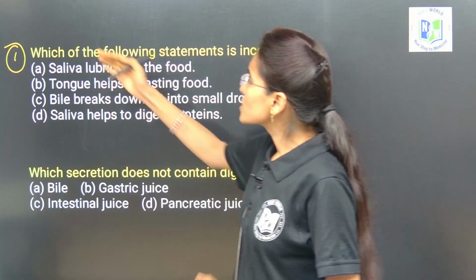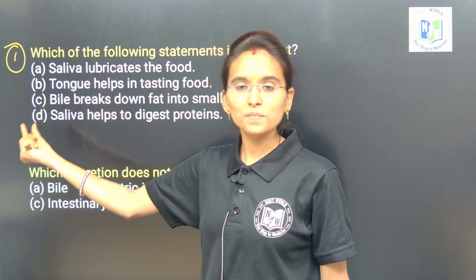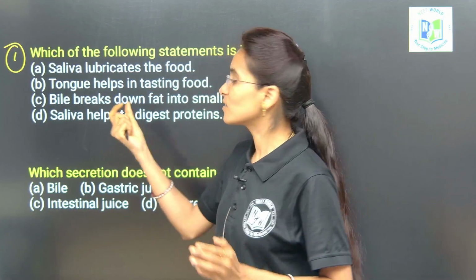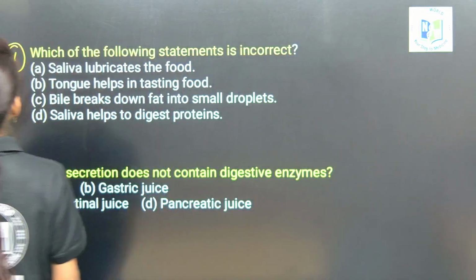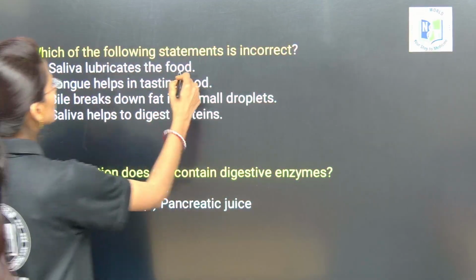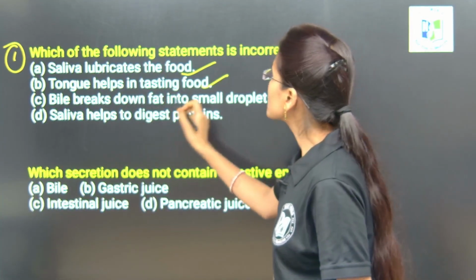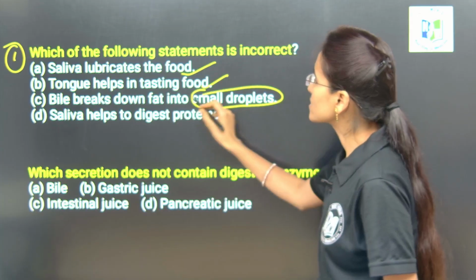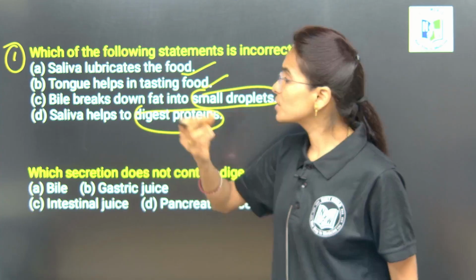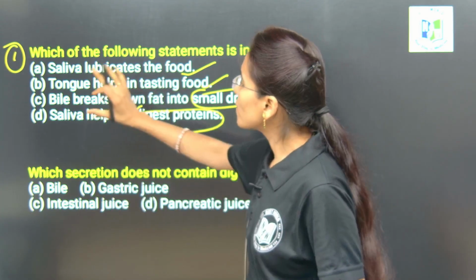Here are the four different options, and among them you need to choose which one is incorrect. Let's have a look at these statements. Saliva lubricates the food and tongue helps in tasting the food. Bile breaks down fats into small droplets. Saliva helps to digest the proteins. If we look into all four options, the first three options are right.